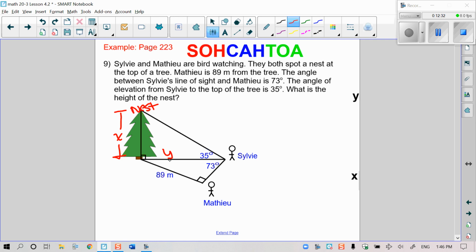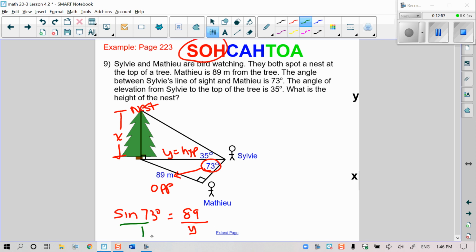I can't solve that directly, so I'm going to solve side y first. If I look at this, I have 73 degrees, I have a side here that is opposite, and my y value will be the hypotenuse. Opposites and hypotenuses are sine. So let's write this out: sine of 73 degrees is equal to opposite, which is 89, over hypotenuse, which is y.